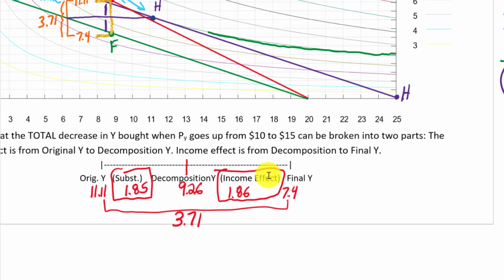And those two amounts together have to add up to the total change in Y, all right? So just to recap, we're taking the total decrease in Y, 3.71, splitting it into two parts. Now, they don't have to be equal parts, even though in this particular case, the income and substitution effects are pretty darn similar, almost equal. However, in general, the income effect might be much larger, or the substitution effect might be much larger than the income effect. It just depends. That's why we do the analysis.